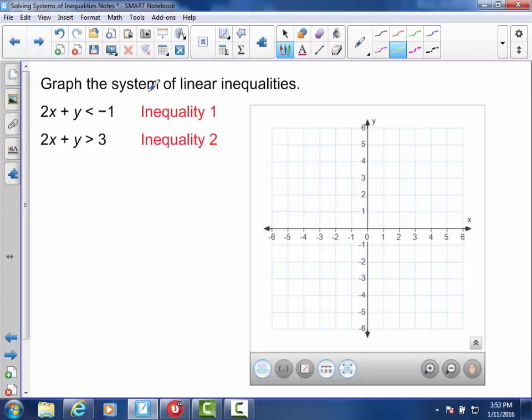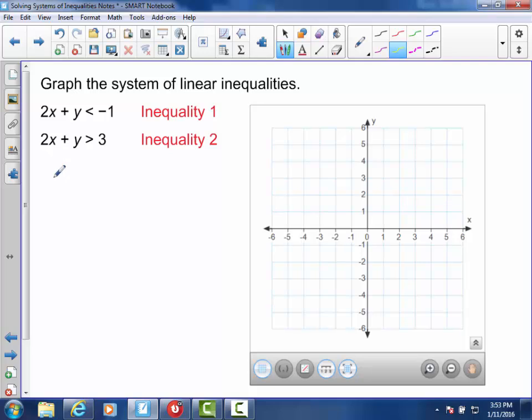Okay, so graph the system of linear inequalities. And we have 2x plus y is less than negative 1 and 2x plus y is greater than 3. Well, in order to graph this, I'm going to either substitute some points or solve for y. I'm going to choose to solve for y because then I can put this inequality in my calculator.